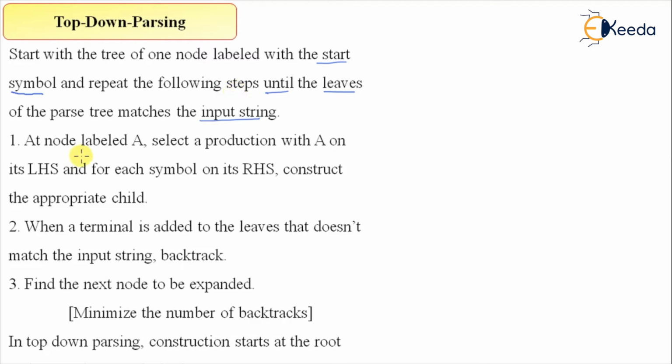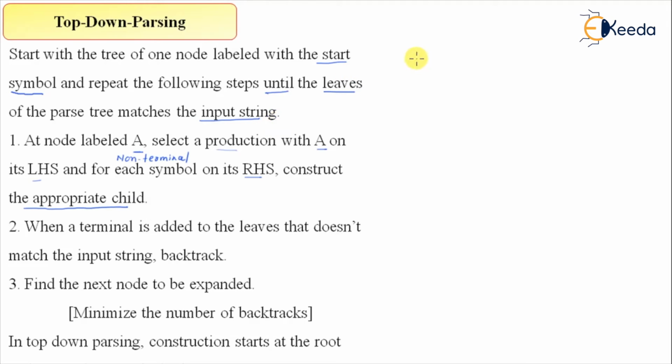Now, a node labeled A is in this case a non-terminal. So at a node labeled as a non-terminal, select a production with A on the left hand side, and for each symbol on the right hand side, construct the appropriate child. Okay, now this seems to be confusing.